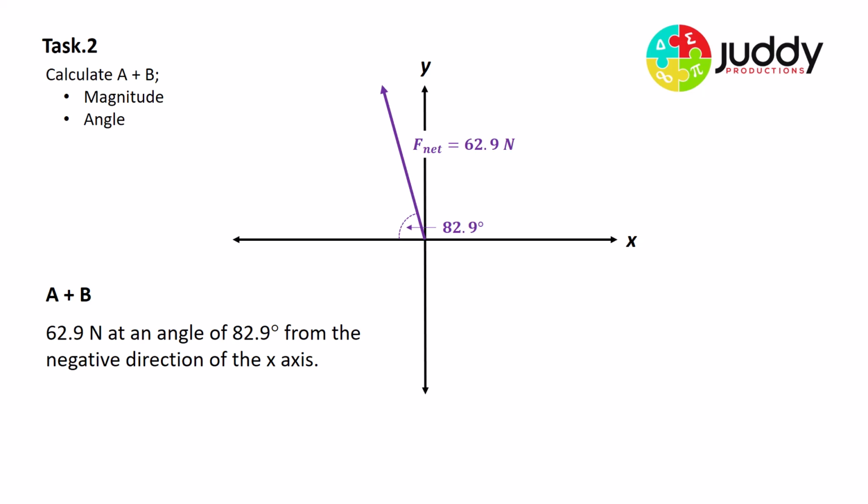So the answer for task 2 is when we add vector A and vector B, we end up with a resultant vector of 62.9 newtons at an angle of 82.9 degrees from the negative direction of the x-axis. Here's our positive direction of the x, here's our negative direction.